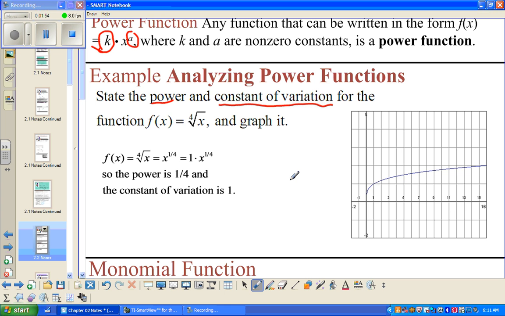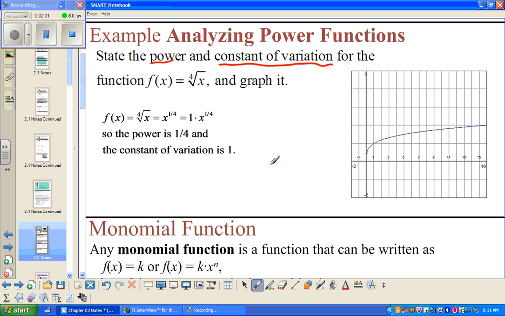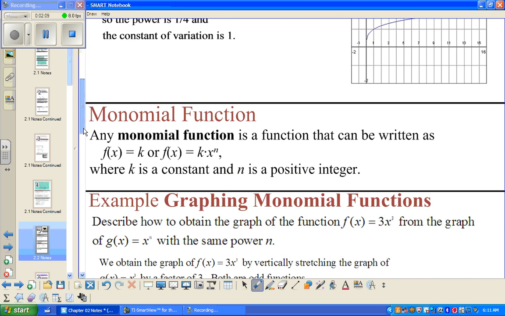So take a look at all those different types of graphs and see if you can develop some patterns. Of course, this graph here is the fourth root of x, the power being 1/4, and if there's no number out front, then the constant of variation is 1.